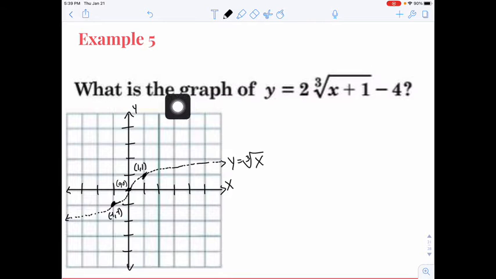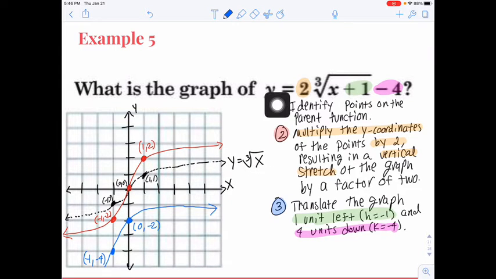Example 5 says, what is the graph of y equals 2 times the cube root of x plus 1 minus 4? I've attempted to sketch the parent function y equals the cube root of x. It should look a little more smooth, but that's the general idea. The first step to graphing y equals 2 times the cube root of x plus 1 minus 4 is to identify points on the parent function. We have the points (0, 0), (1, 1), and (-1, -1), because the parent function is the cube root of x. The cube root of 0 is 0, the cube root of 1 is 1, and the cube root of negative 1 is negative 1.